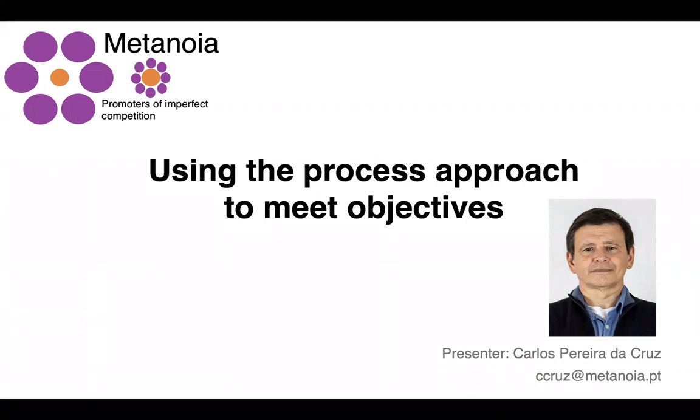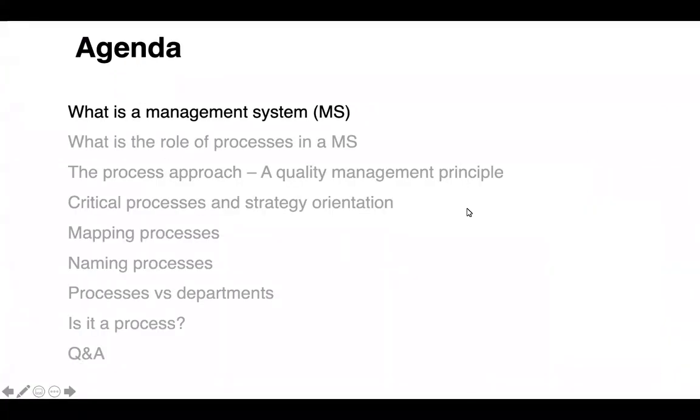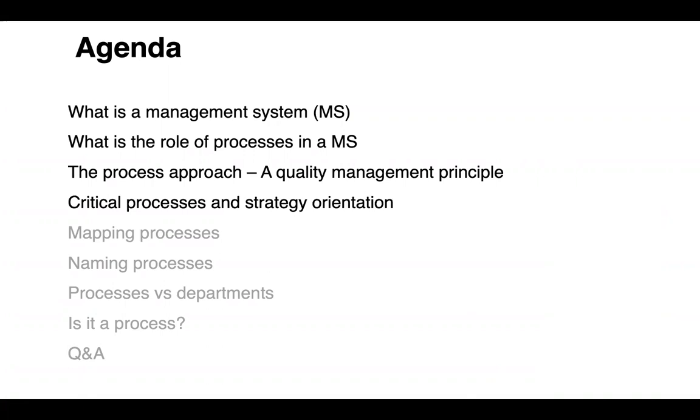So our agenda for today is about what is a management system, the first topic. Then we will talk about what is the role of processes in a management system. Then we go to the process approach, the quality management principle. Then we'll speak about the critical processes. Processes are not all the same, not all with the same value. Some processes are more relevant, more critical than others. That we will show is related to strategic orientation.